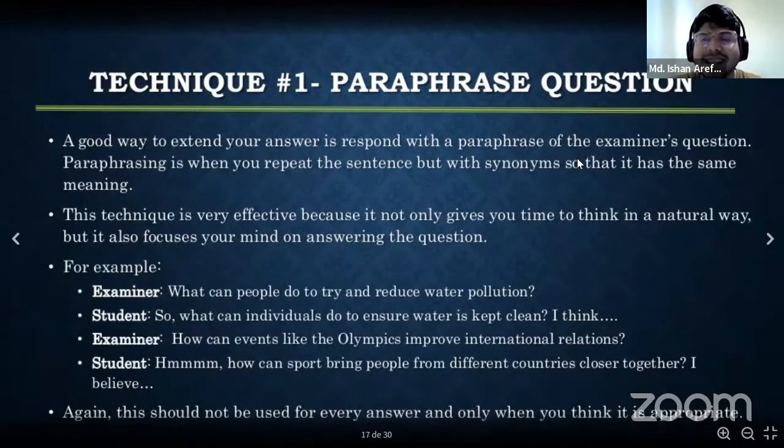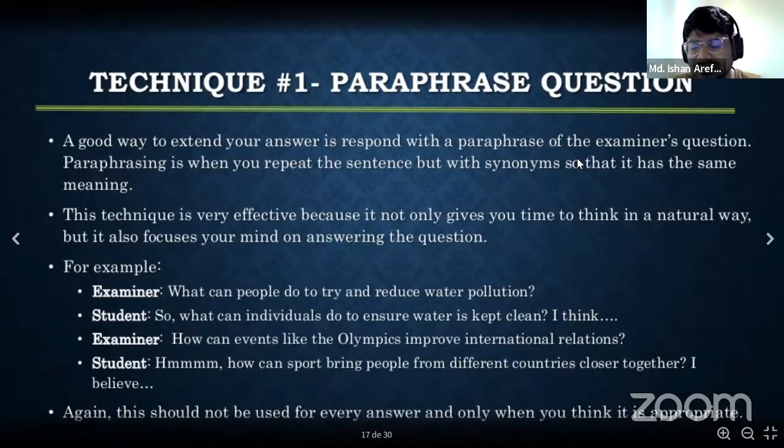Ask the question again in your own way. So you can start answering by asking the question again in your own way, just paraphrasing the question. Do not repeat the examiner. Do not repeat the exact question. Try to paraphrase it if you want to use this technique. And again, this should not be used for every answer. Do not try to paraphrase every question that you are asked. You can broaden the length of some of the answers this way.